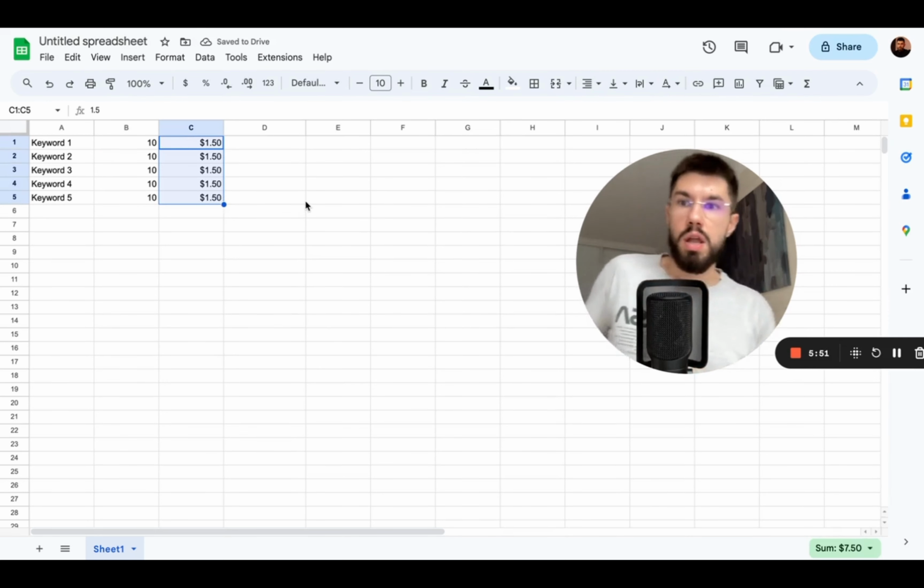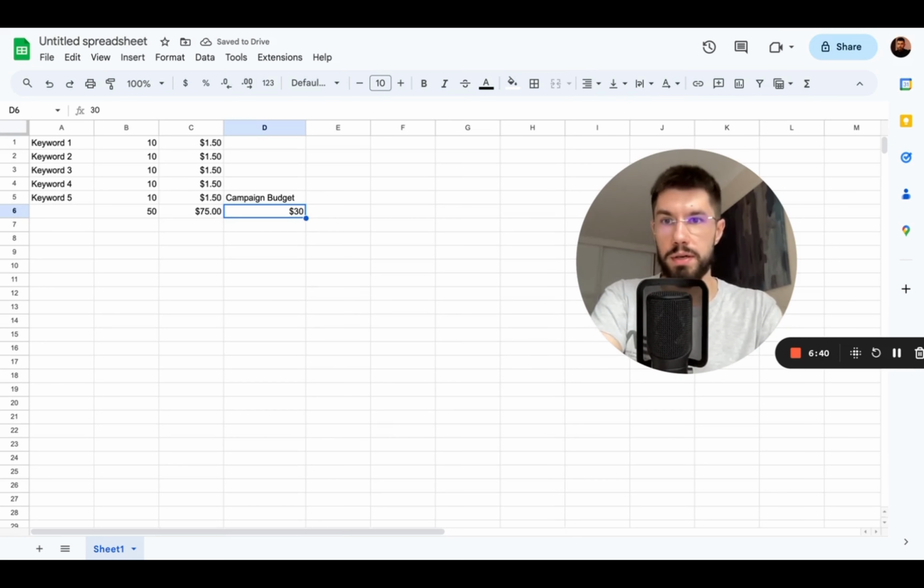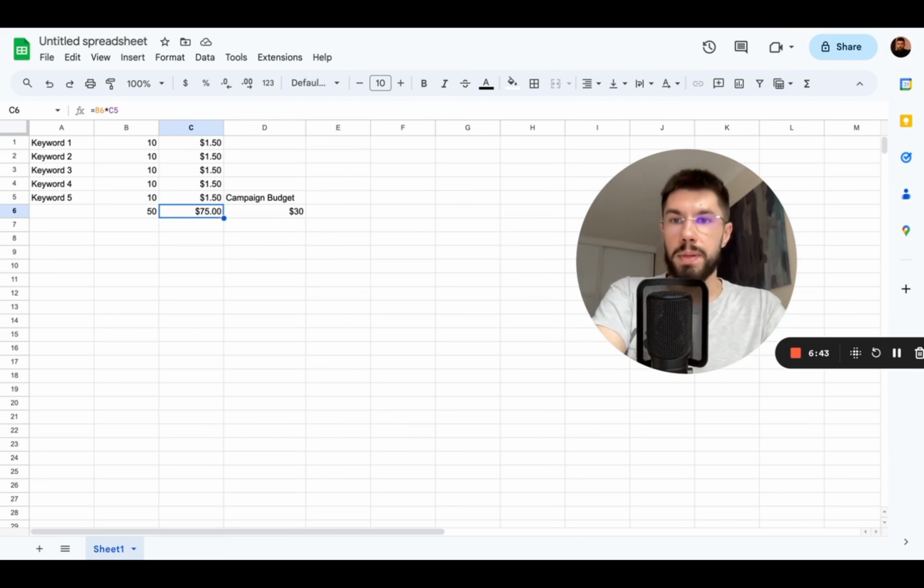And since they all have $1.50 cost per click, we will get the following spend. So $75. And what we usually see is the campaign budget will be like $30. So you see the problem here. This campaign has a potential of spending $75 a day.